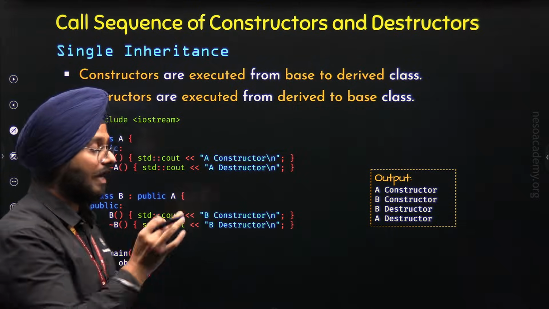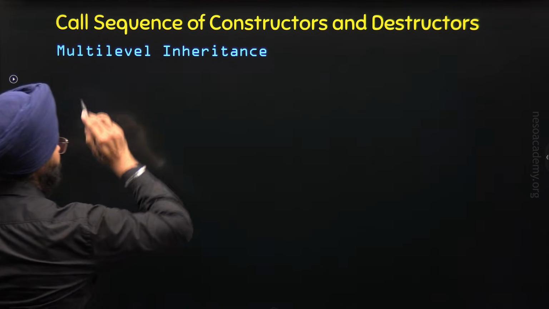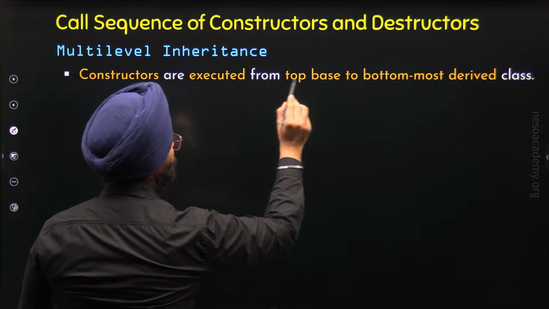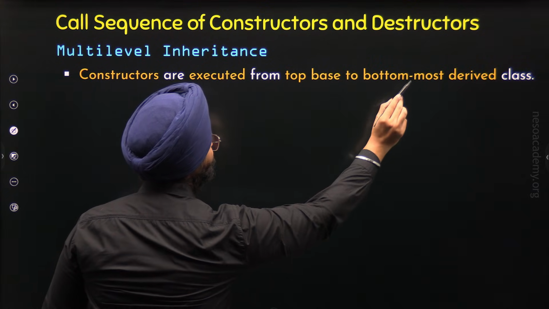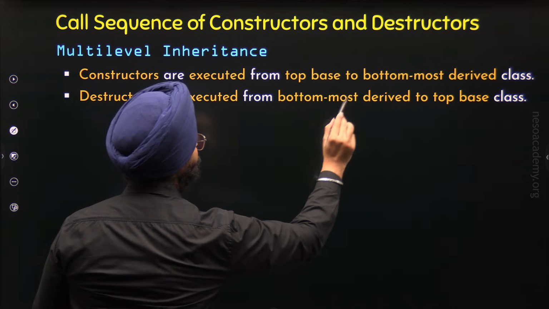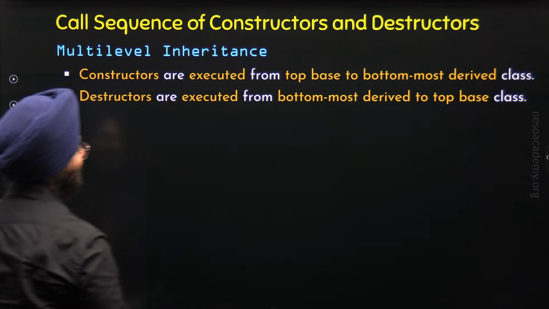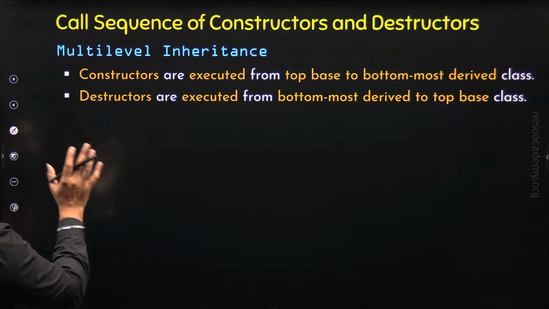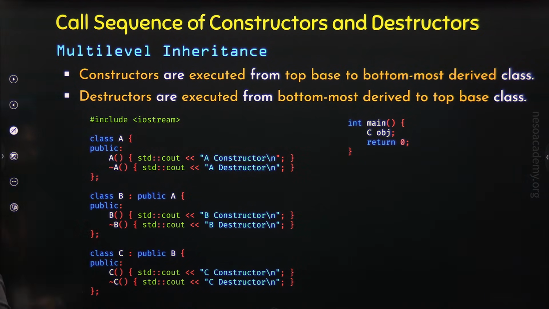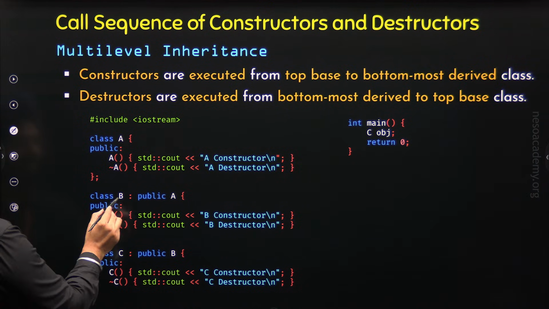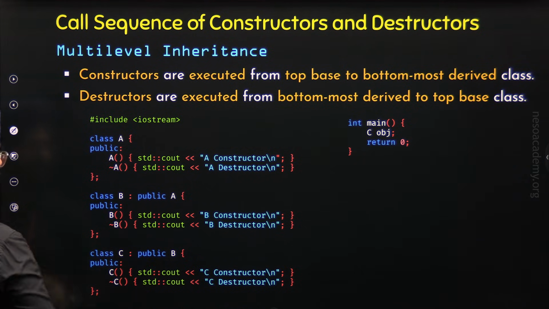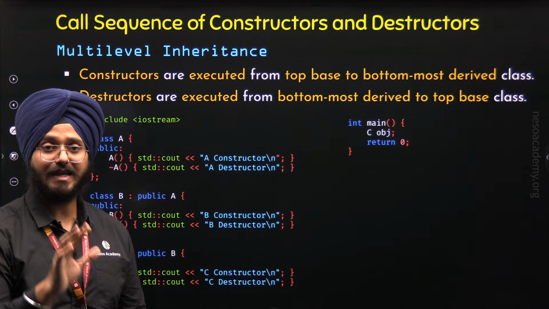Now, let's understand what happens in case of multi-level inheritance. In case of multi-level inheritance, constructors are executed from top base class to bottommost derived class. And destructors are executed from bottommost derived class to top base class. To understand this properly, let's consider one example program. Here we have these classes with constructors and destructors. Here we can observe class B is inheriting from class A and class C is inheriting from class B. So here we have multi-level inheritance.